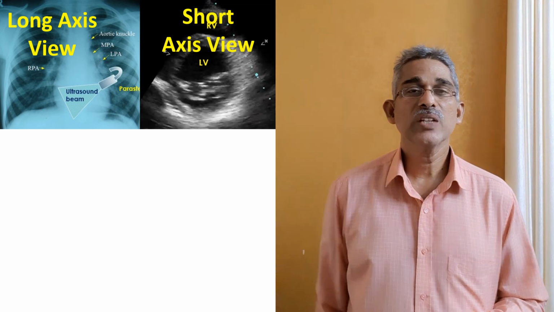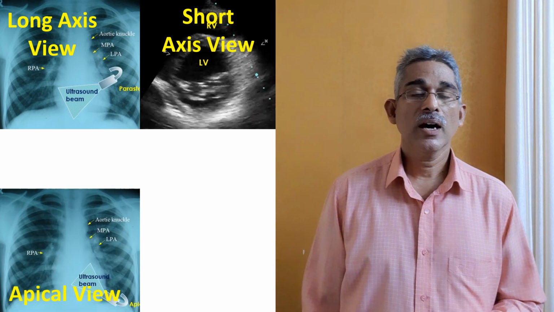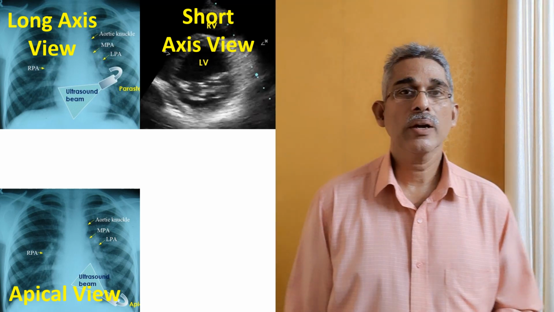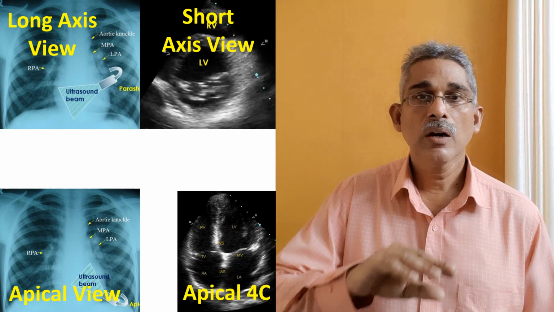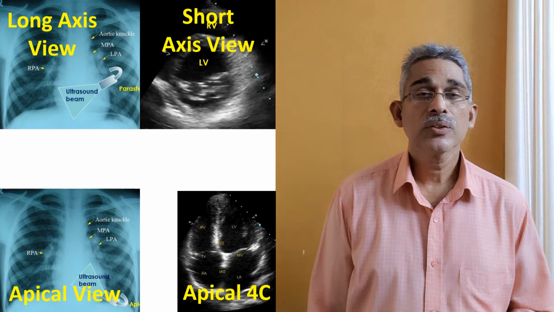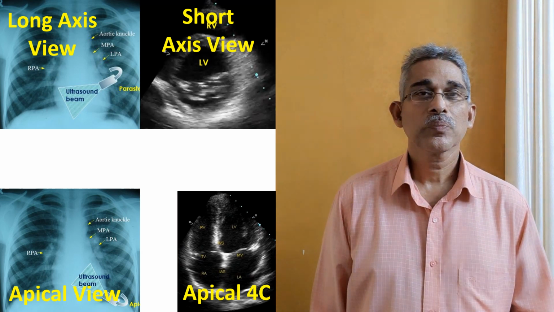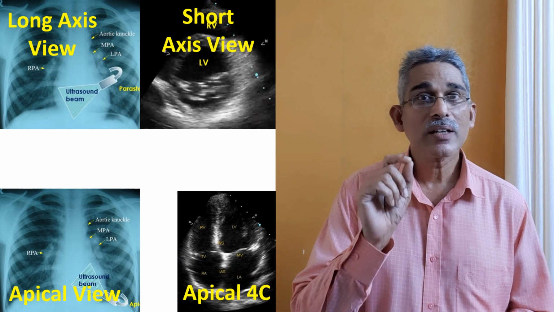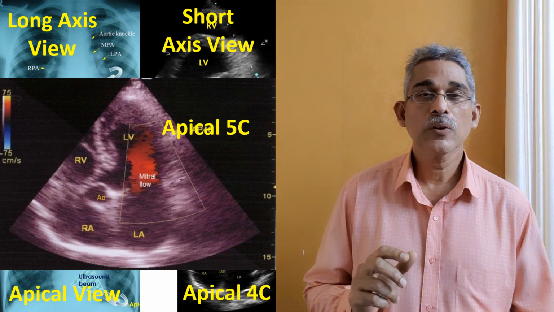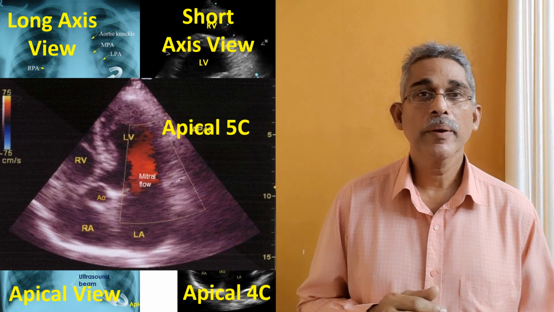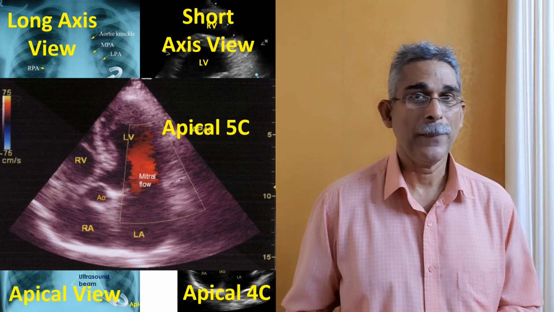You keep the probe just at the apex and direct the echo beam upwards. That is the apical view. Usually first you look at the apical 4-chamber view, and after that, we tilt the transducer a bit so that only 2 chambers are seen. That is apical 2-chamber view. Then you could also tilt in such a way that the aorta is also seen along with the apical view. That is apical 4-chamber view along with aorta, which will be called apical 5-chamber view. So these are the usual views obtained from the apex.